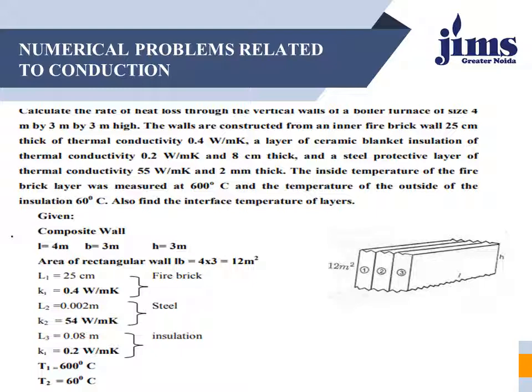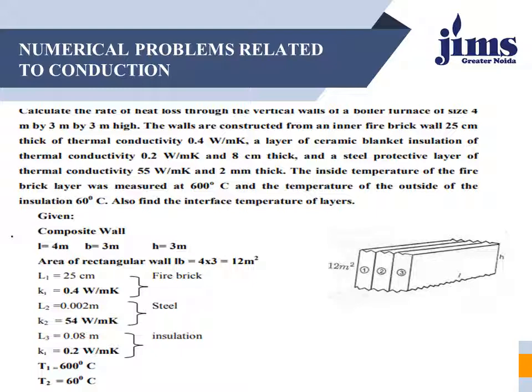The inside temperature of the fire brick layer was measured at 600 degree centigrade, and the temperature of the outside of the insulation is 60 degree centigrade. Find out the interface temperatures of the layers. This problem is related to a composite wall having 3 layers: layer 1, layer 2, layer 3, made by number 1 fire brick, number 2 ceramic blanket, and number 3 steel protective. These layers are in a series connection.